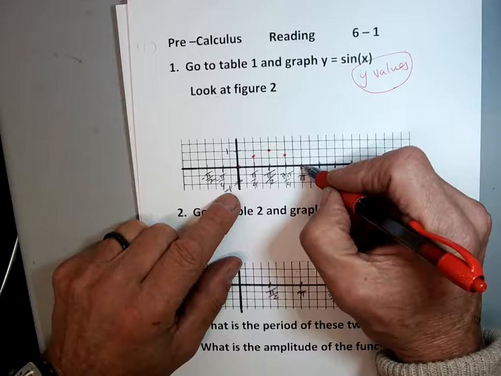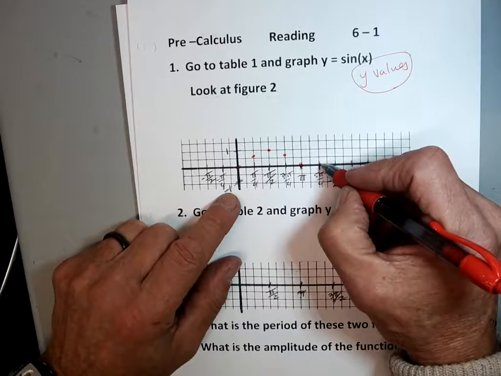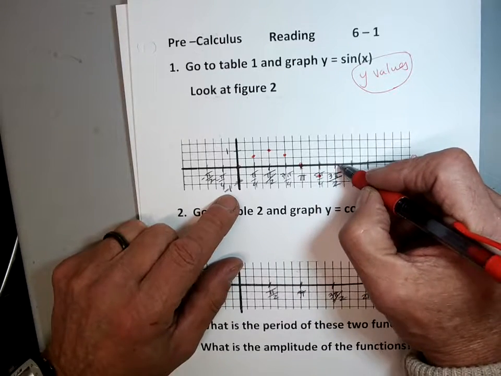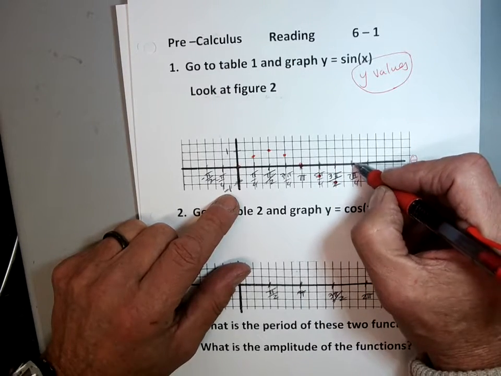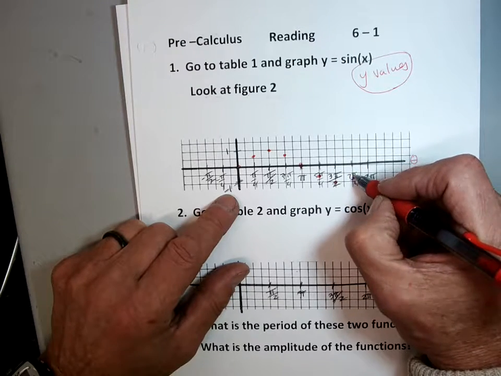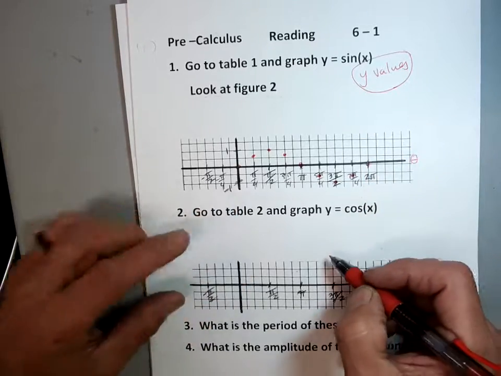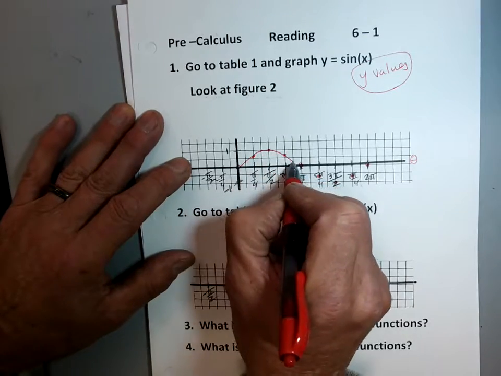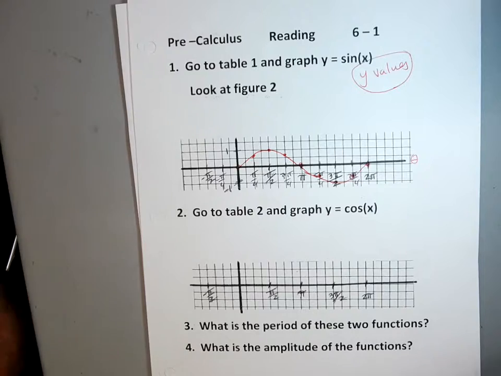Sine of pi is 0. Sine of 5 pi fourths is a negative square root of 2 over 2, so it's about there, negative 0.7. Sine of 3 pi halves is a negative 1. Sine of 7 pi fourths is negative square root of 2 over 2, which is about a negative 0.7, about there. And sine of 2 pi is 0. So you can pause the video anytime you want, but the curve looks something like this. It's a wave. It's called a sine wave or the sine graph.